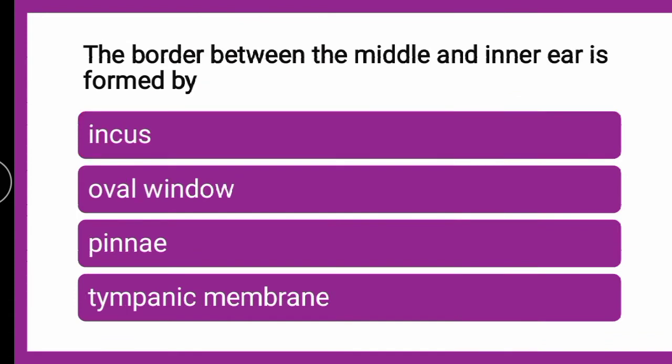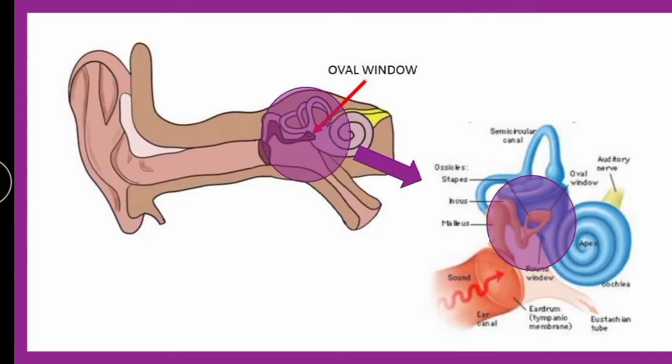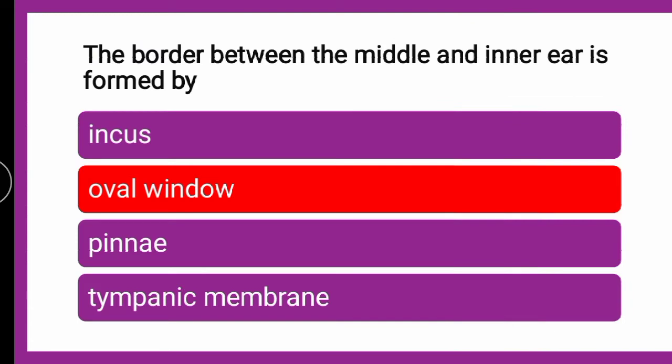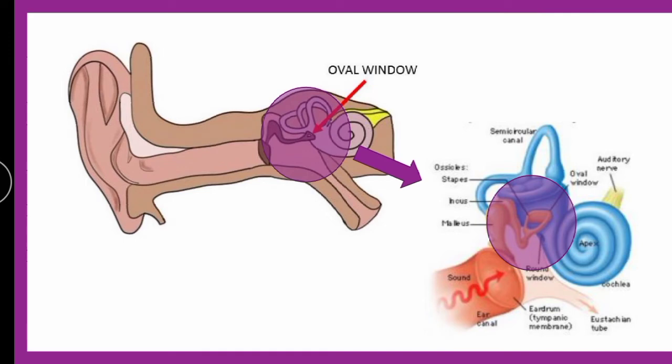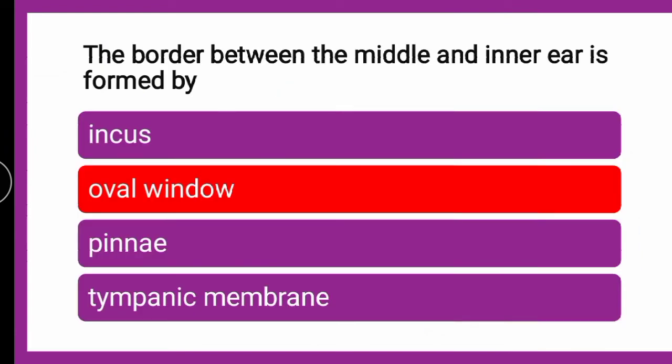Next question is, the border between the middle and the inner ear is formed by what? Is it formed by incus, oval window, pinna or tympanic membrane? Here you can see the oval window, which is the border between the middle and the inner ear. This is the inner ear, this one is the middle ear, and the border is the oval window.